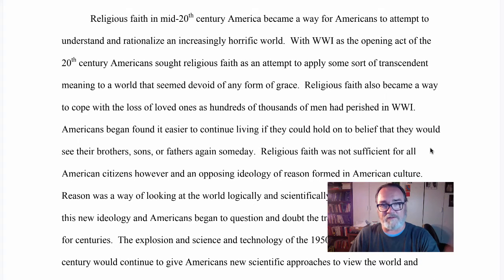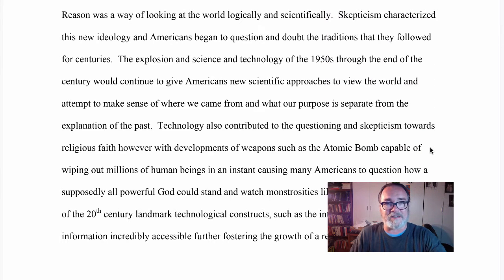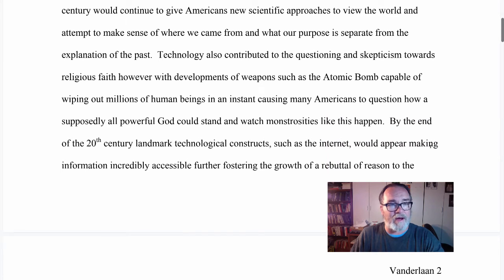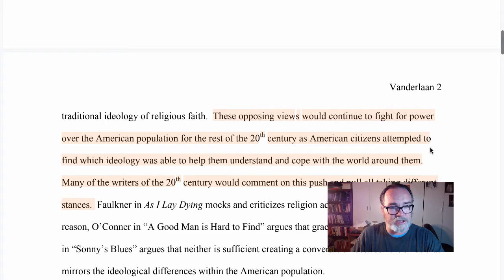Take our time defining one term, in this case religious faith, take our time defining the other one, in this case skepticism or rationalism, right? And then talk about how they collide and how they are a tension that pull and push at each other in American culture, how they're a contested question, and then wrap up with your thesis.